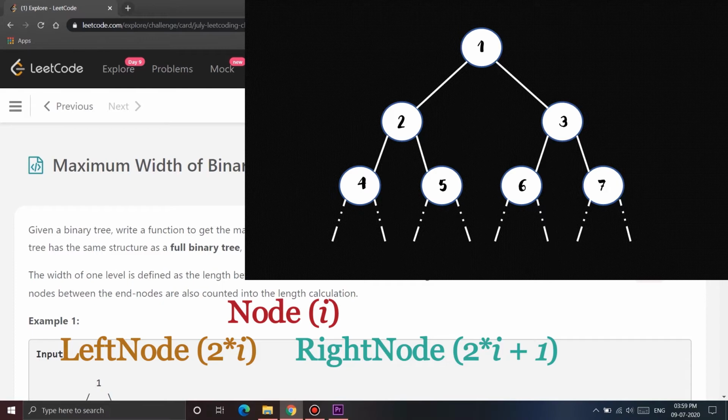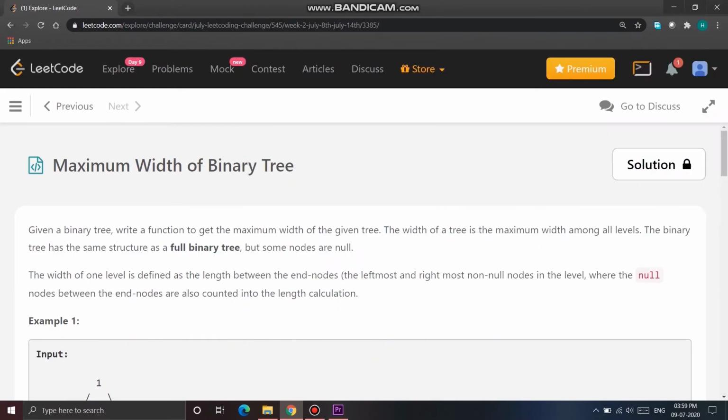Now observe, for node 3, the left child is 6, that is 2 times 3, and its right child is 7, that is 2 times 3 plus 1. Now this property will hold always.